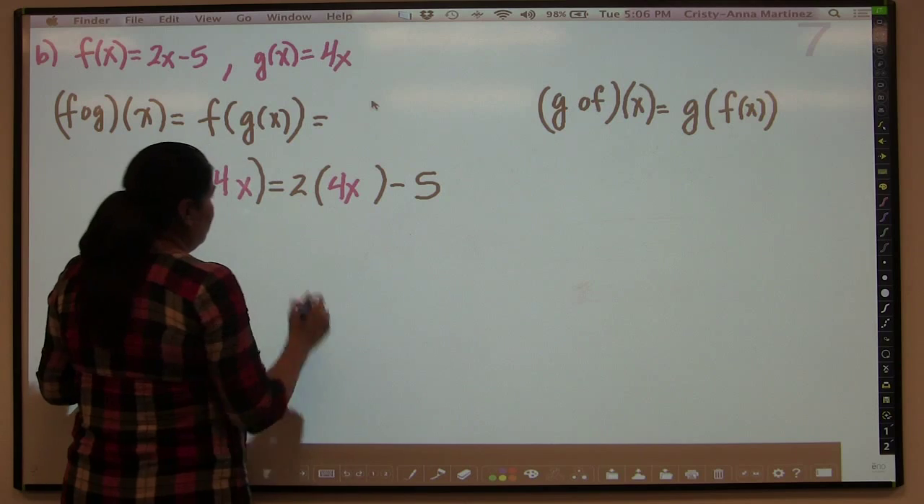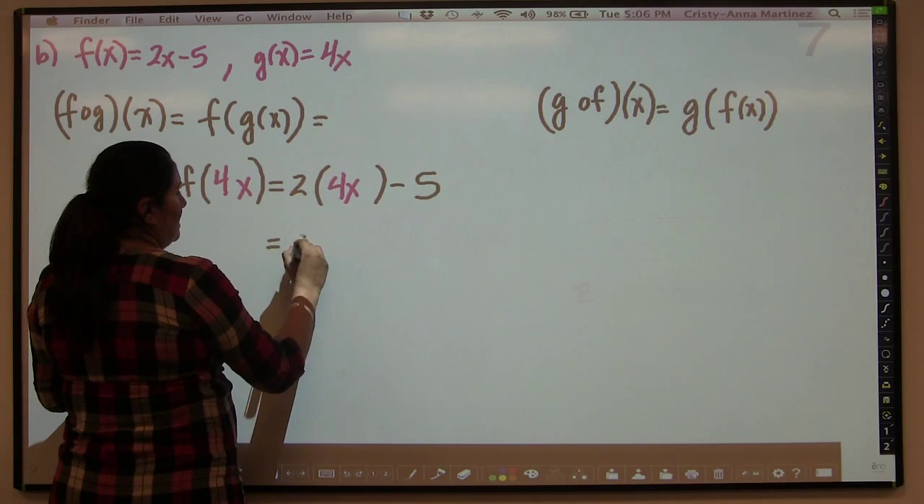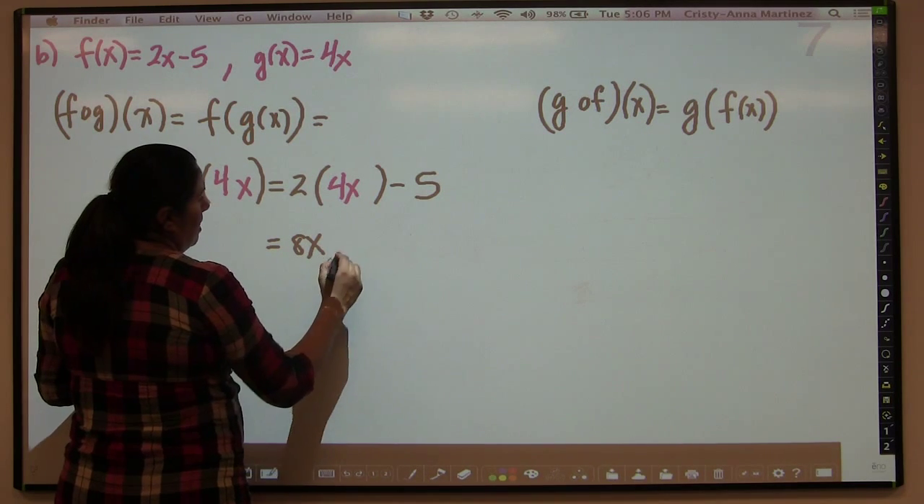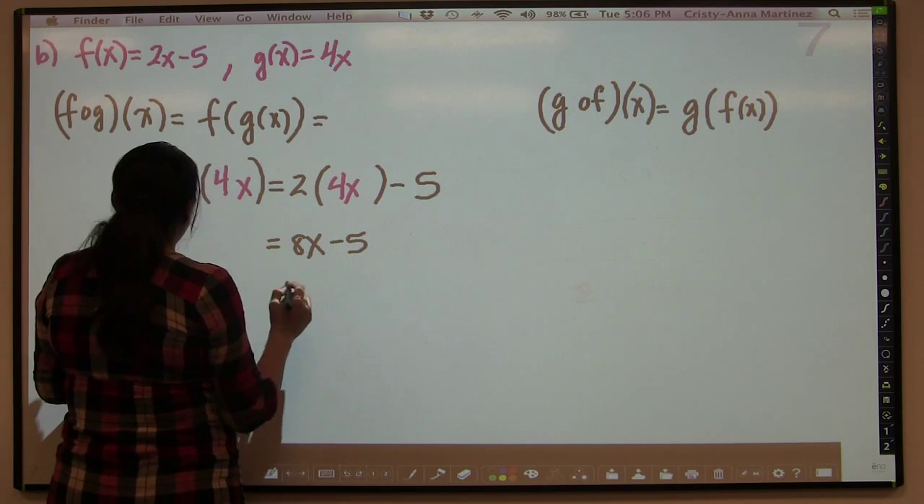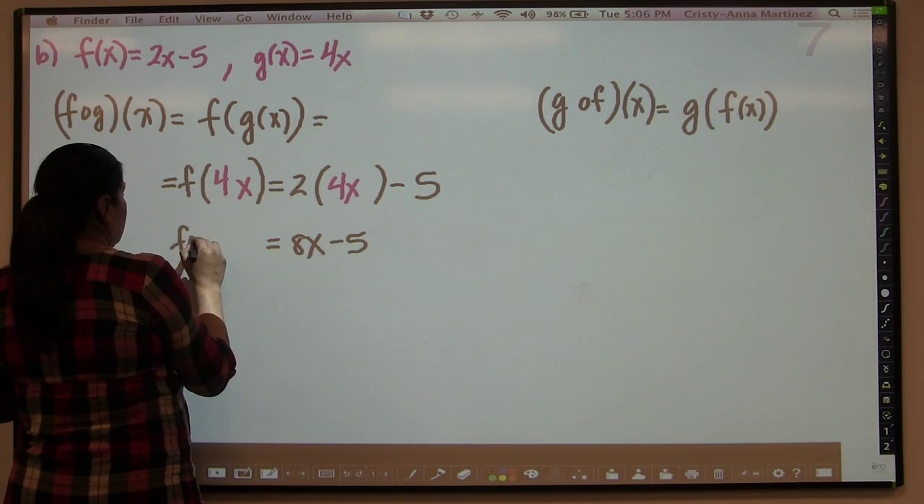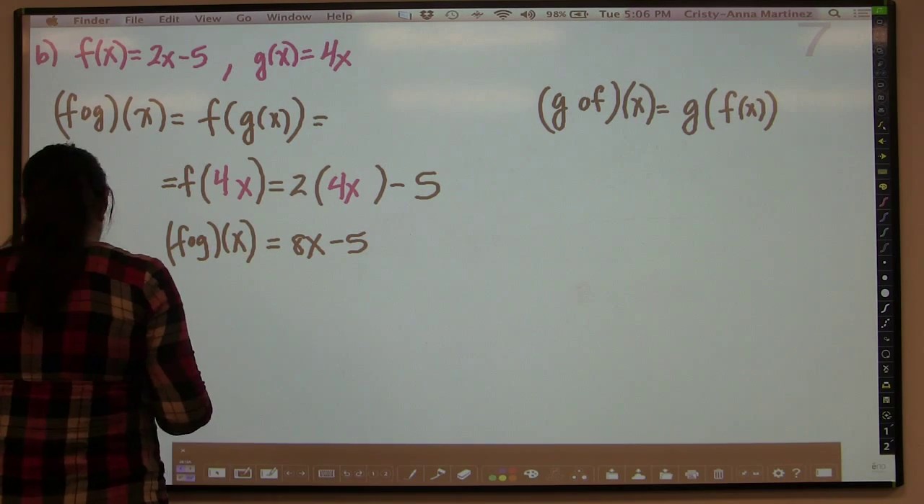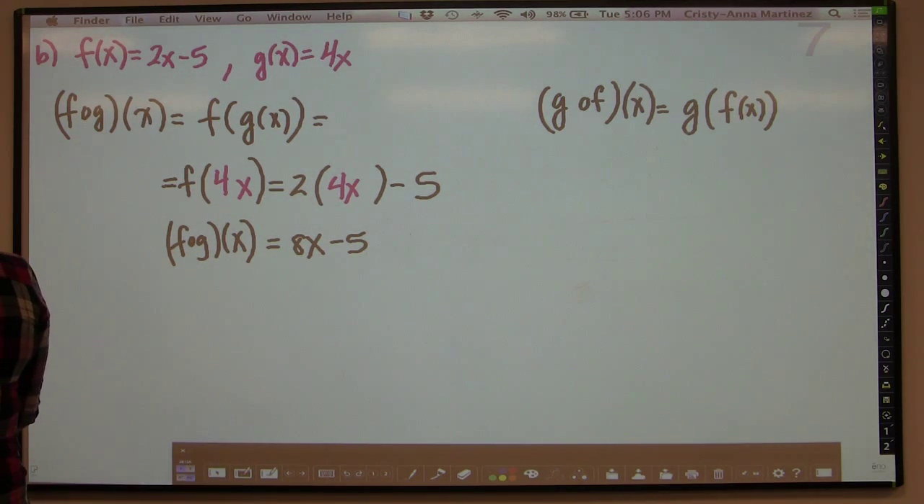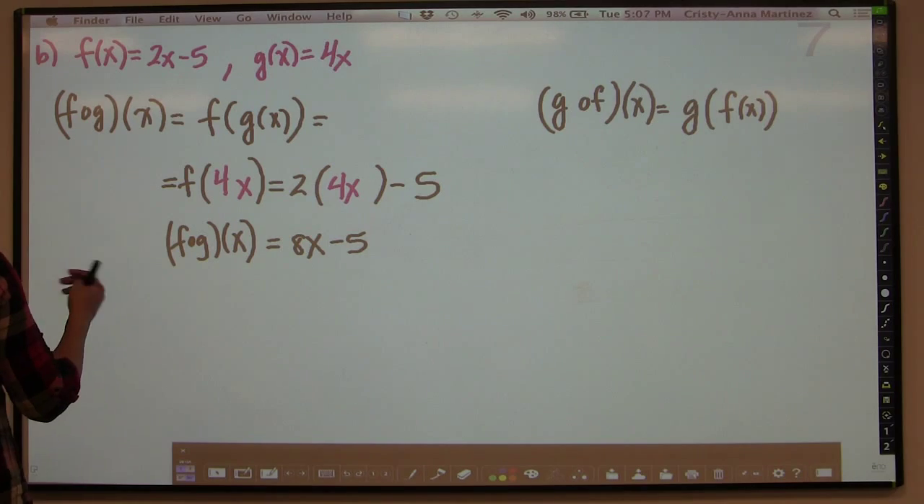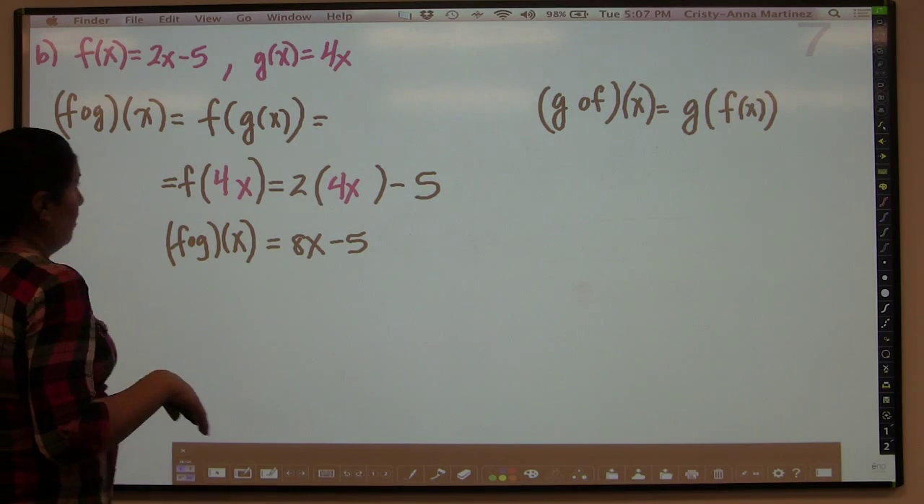And then I'm going to simplify. 2 times 4 is 8x. And then minus the 5. So it turns out that f of g of x is equal to 8x minus 5. So see, I think that in most cases, most people will think that this is simpler than what we just finished doing earlier. But, you know, it's up to you to determine which one you like better.